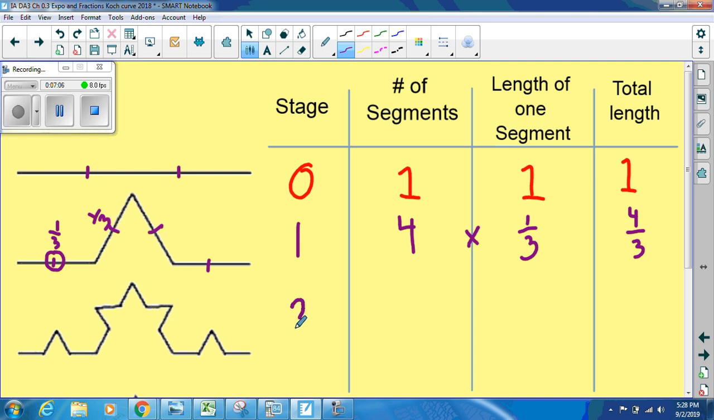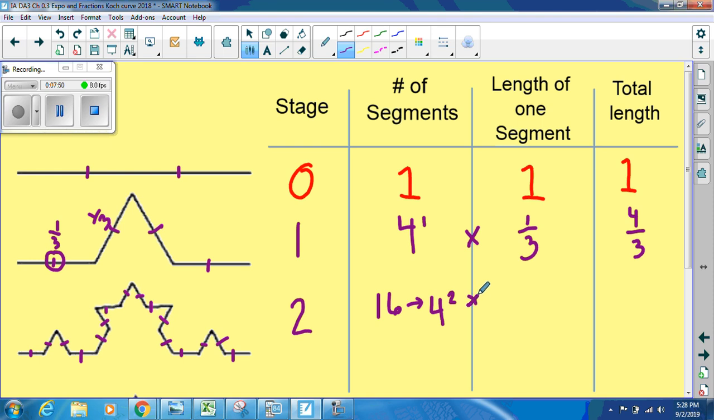Okay, let's look at stage 2. What do you think is going to happen here? How many segments do I have? 1, 2, 3, 4, 5, 6, 7, 8, 9, 10, 11, 12, 13, 14, 15, 16. 16. Well, I'm going to just stop for a second. If I look back at the previous stage, I had 4. Now I have 16. Remember, 16 can also be written as 4 squared. So we have 4 to the first power here, and we have 4 squared for our stage 2.